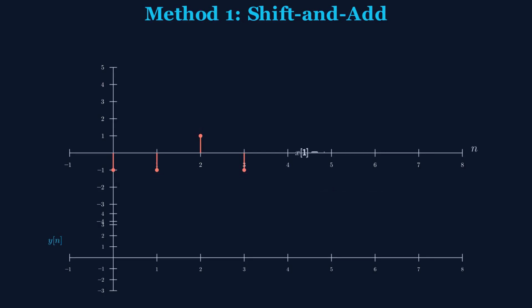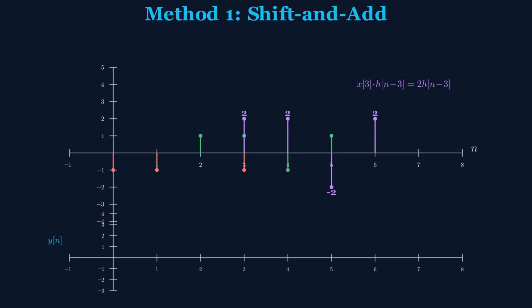Next, x of 1 equals 0. 0 times anything is 0, so this sample contributes nothing to the output. We skip it entirely. Now x of 2 equals 1. We shift h right by 2 positions to get h of n minus 2: 1, 1, -1, 1 at positions 2 through 5. This component is shown in green.